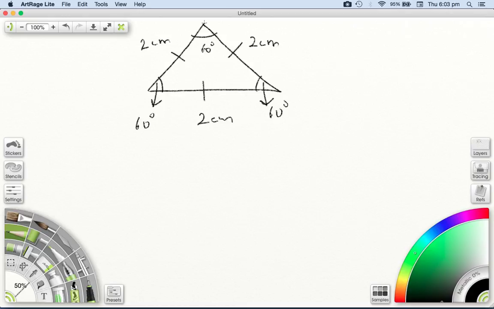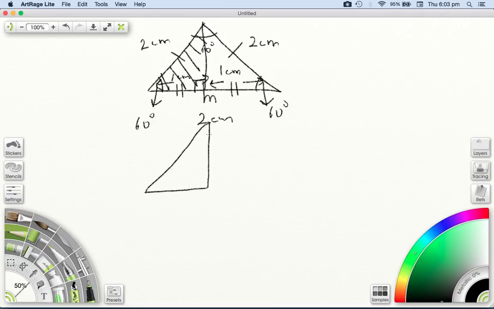Now, next thing I want to do is draw a perpendicular line, where this is what we call the midpoint. This is now going to be 1 centimeter each length, from here to here, and 1 centimeter from here to here. So I want you to focus on only this part of the triangle. So I'm going to redraw this. Notice, this is 1. This I don't know. This I know is 2 centimeters.